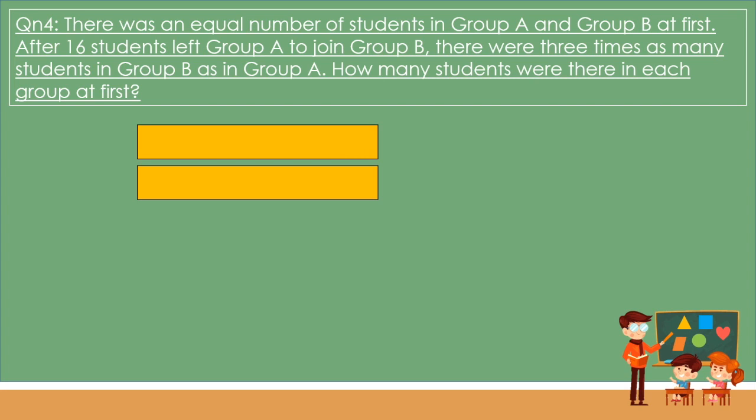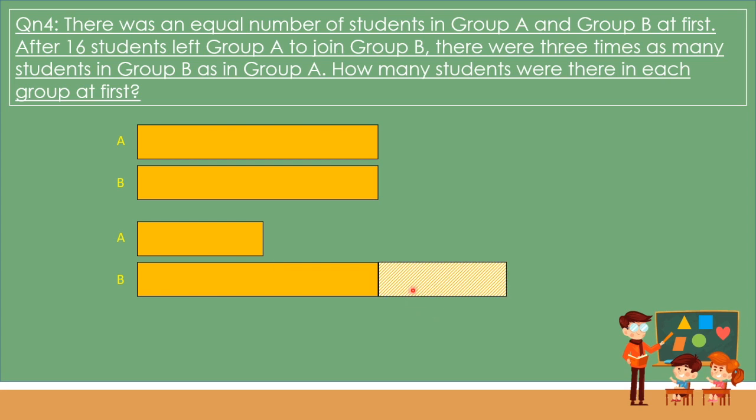So let's draw 2 equal-sized rectangles to show the number of students in Group A and Group B at first. And then you realize 16 students left Group A to join Group B. And after 16 students left Group A to join Group B, there were 3 times as many students in Group B as in Group A. So let's draw the new rectangle. So Group A has less students by 16, and then Group B has more students by 16. So this part here is 16, and this part here is actually also 16.